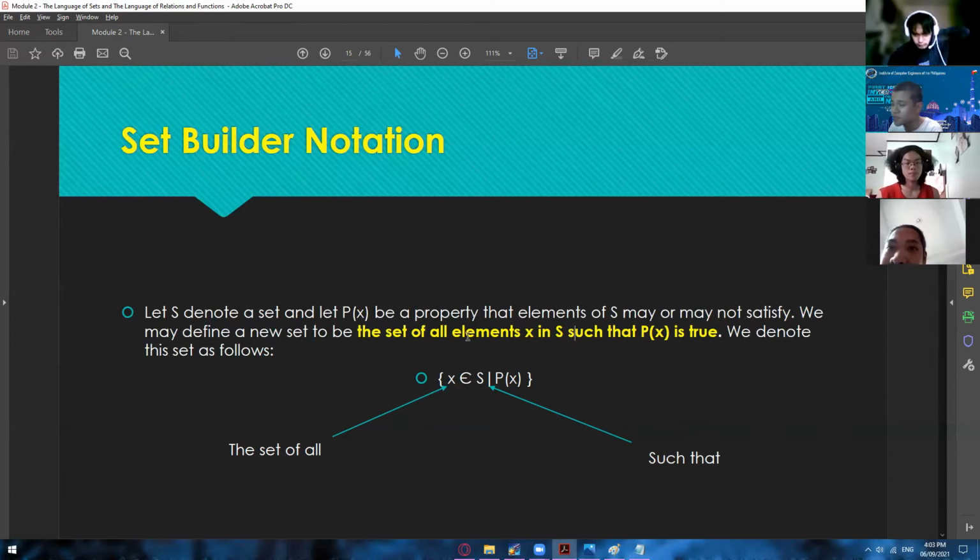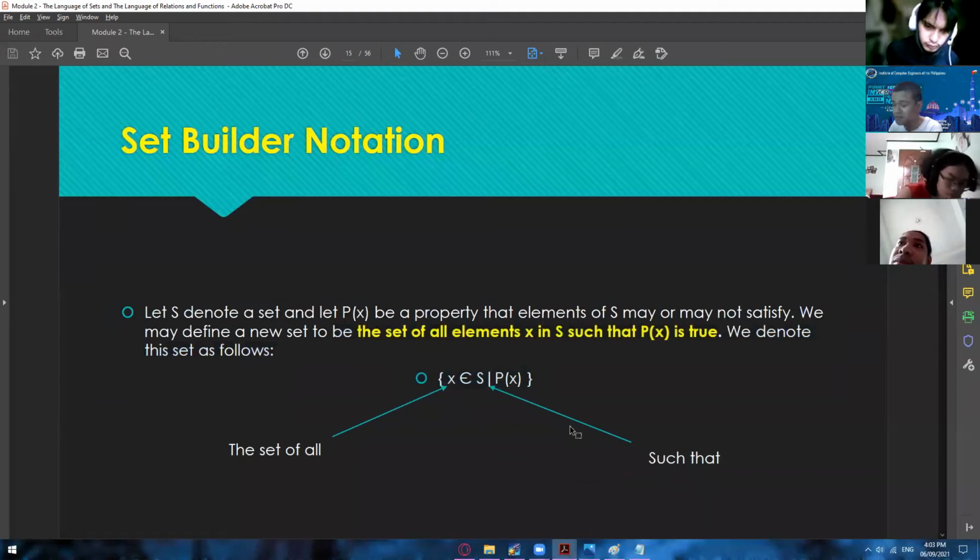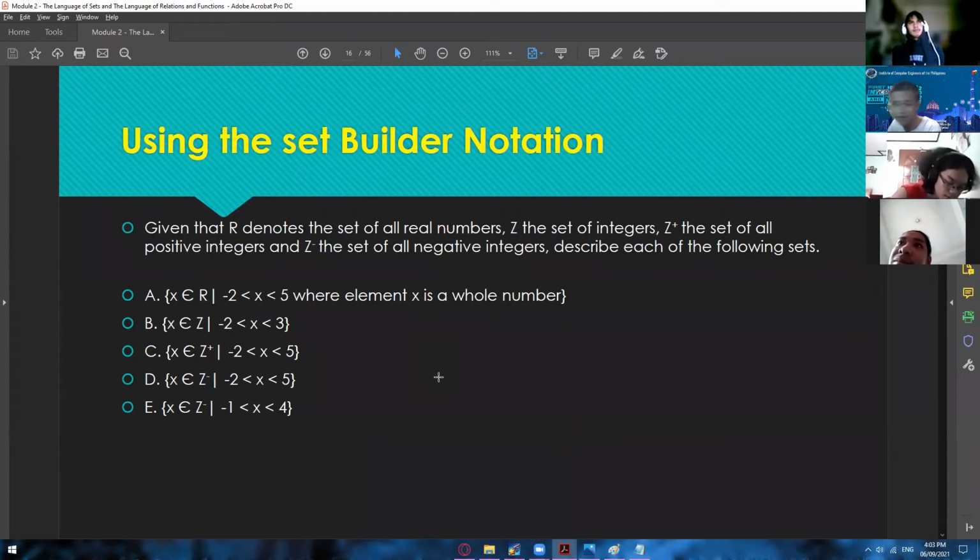You don't actually need to memorize this. It's just that if you would like to read a certain set builder notation, this is how you read it: the set of all elements X in S such that P of X is true. For you to be able to appreciate this, because if it's your first time it's quite confusing, let's have an example to appreciate the usage of this notation.